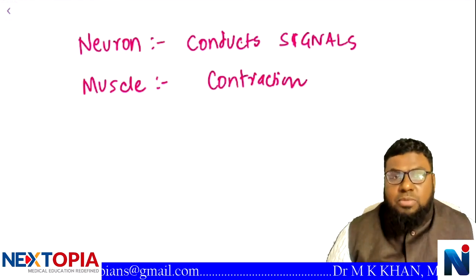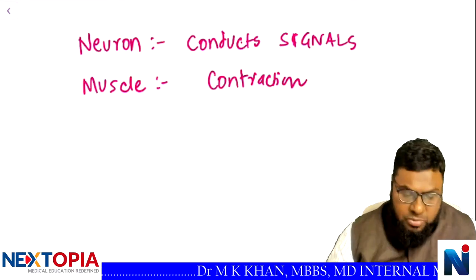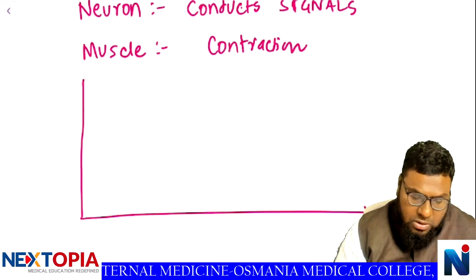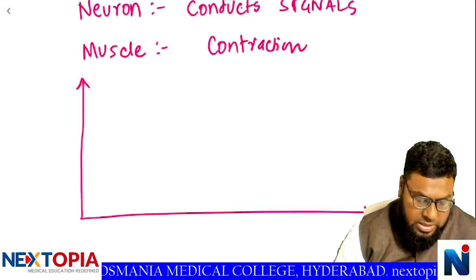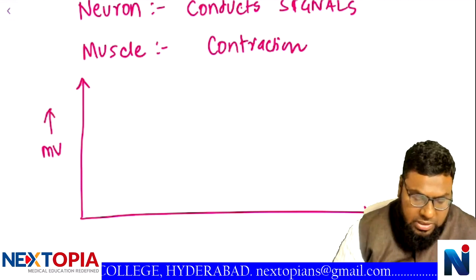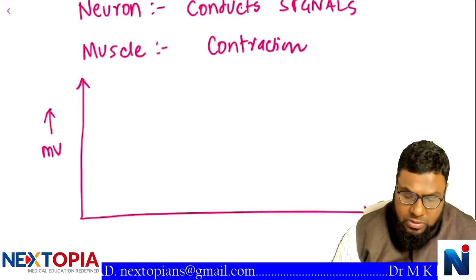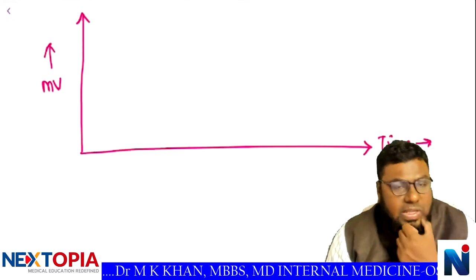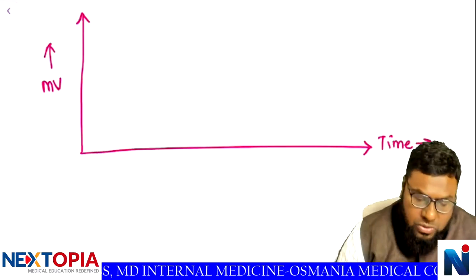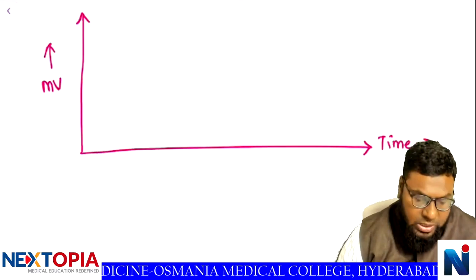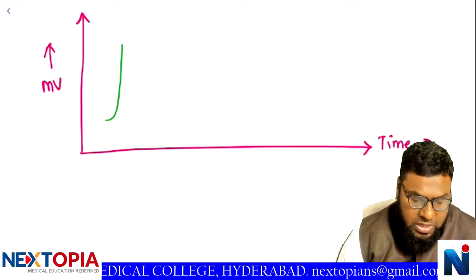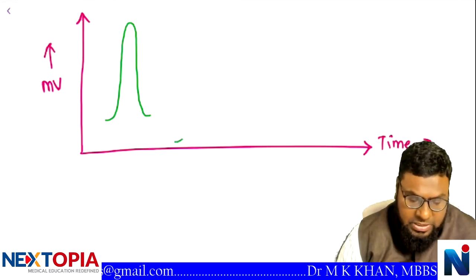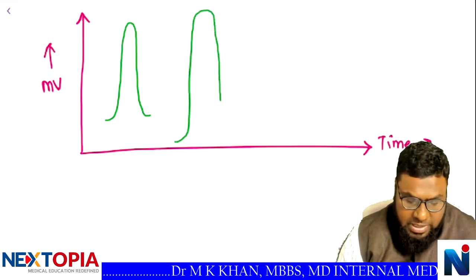So if you observe the three important cells, in a graph which I'll show you like this, with potential difference on the y-axis and time on the x-axis, we try to understand. If you look at the motor neuron first, the motor neuron action potential is depolarization followed by repolarization. Skeletal muscle action potential is depolarization followed by repolarization.